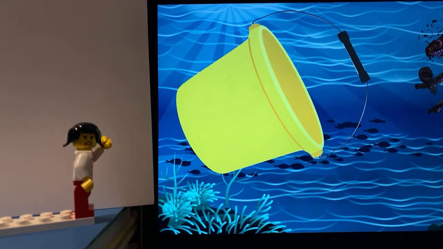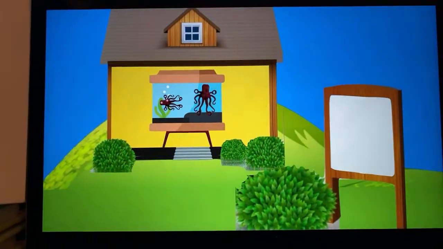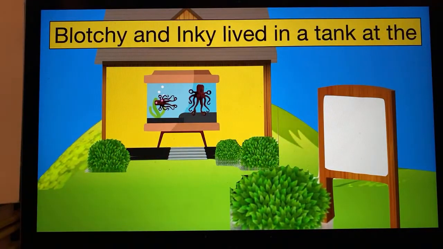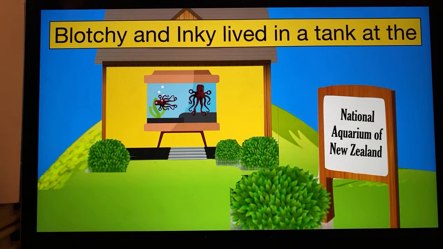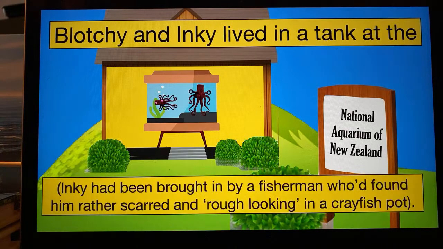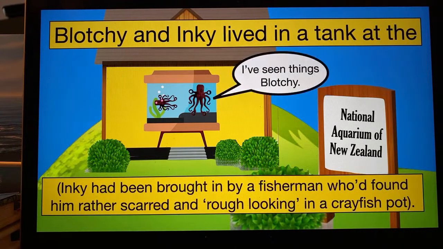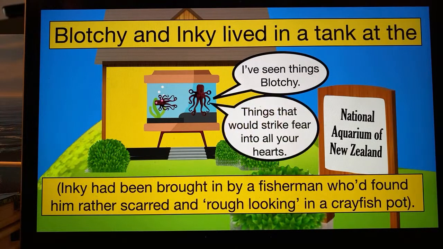Hooray, be free, Sid. It's not the end of our octopus escaping stories. Blotchy and Inky lived in a tank at the National Aquarium of New Zealand. Inky had been brought in by a fisherman who'd found him rather scarred and rough-looking in a crayfish pot, apparently.